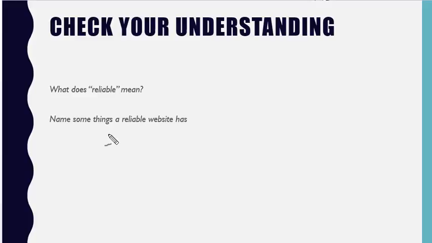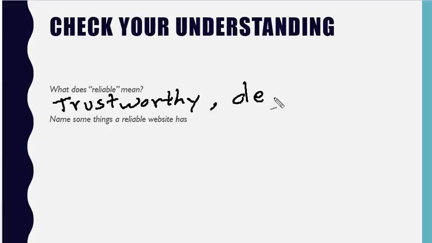Alright, now let's check your understanding. First question, what does reliable mean? Think about it. So reliable means that it is trustworthy. That's one way of thinking about it, trustworthy. You can trust the information on that site. And also you can think about it as dependable. Dependable, it's there when you need it.